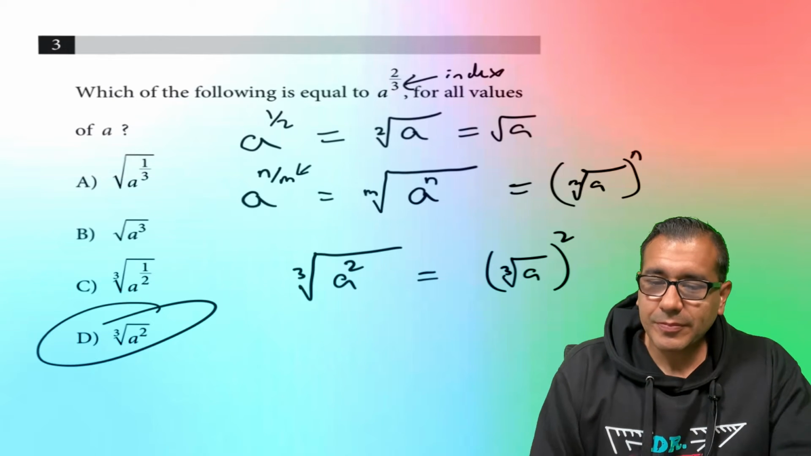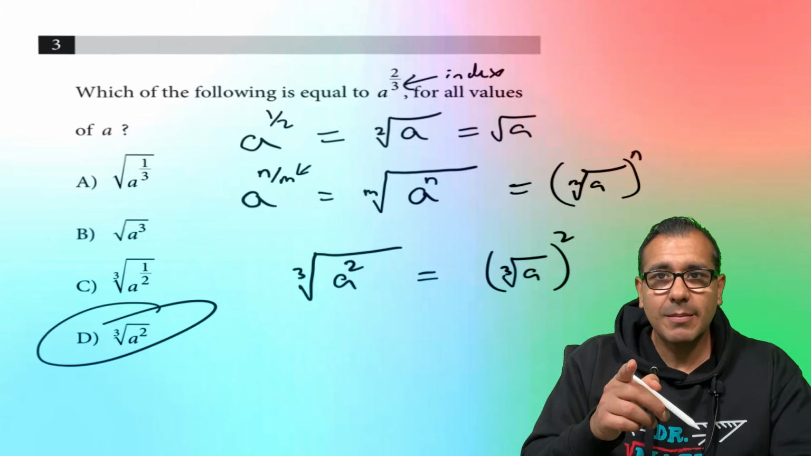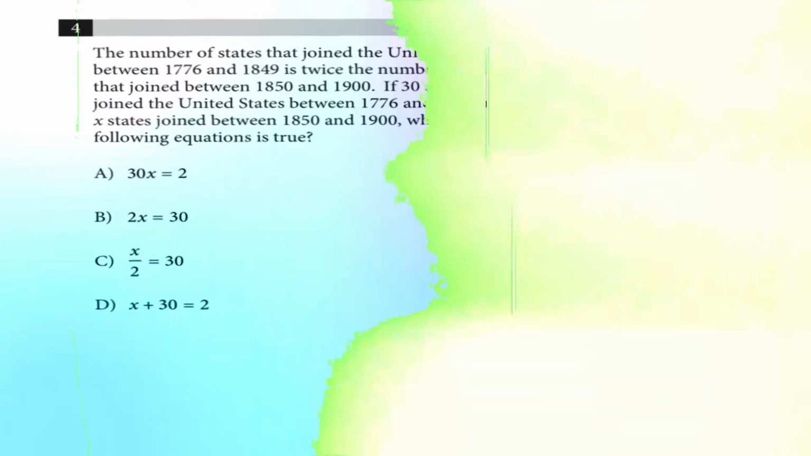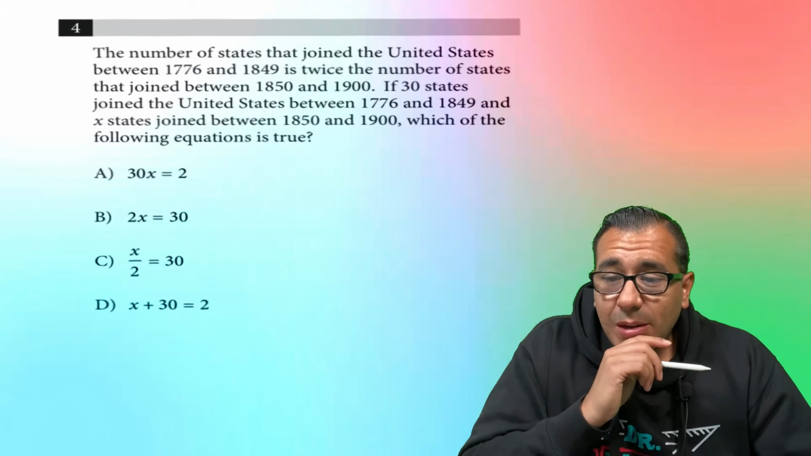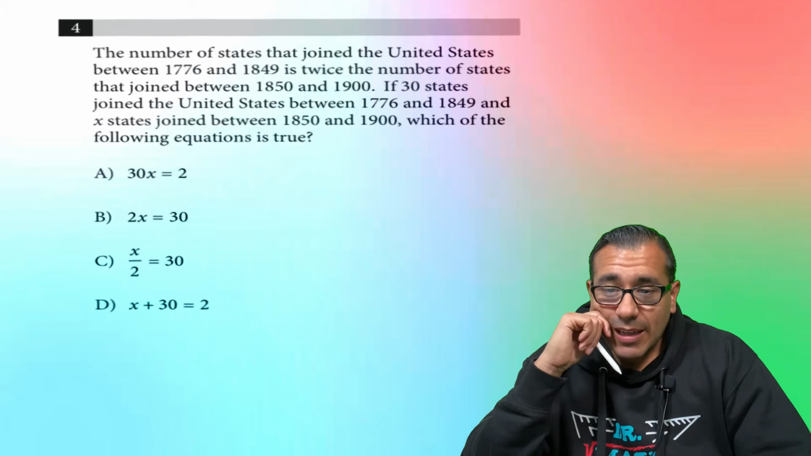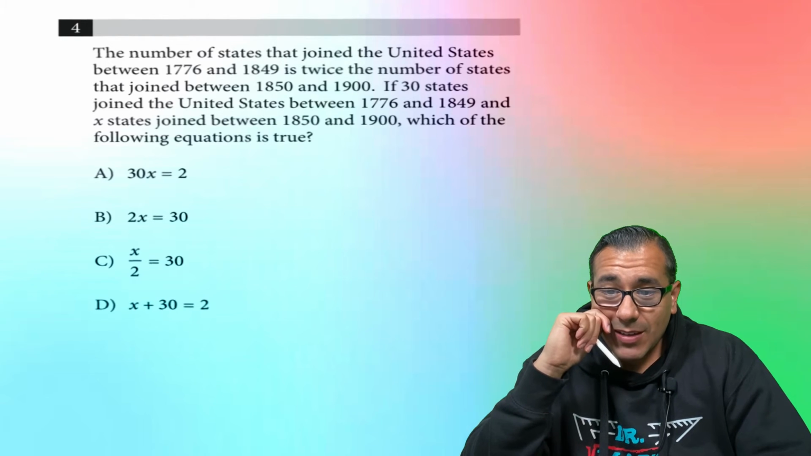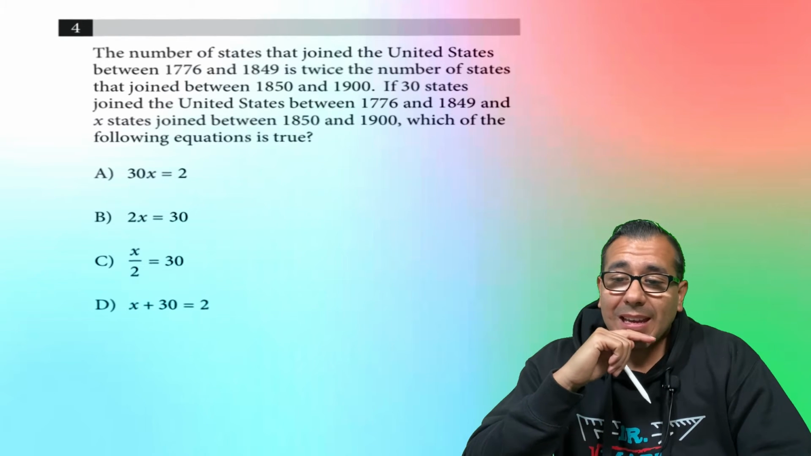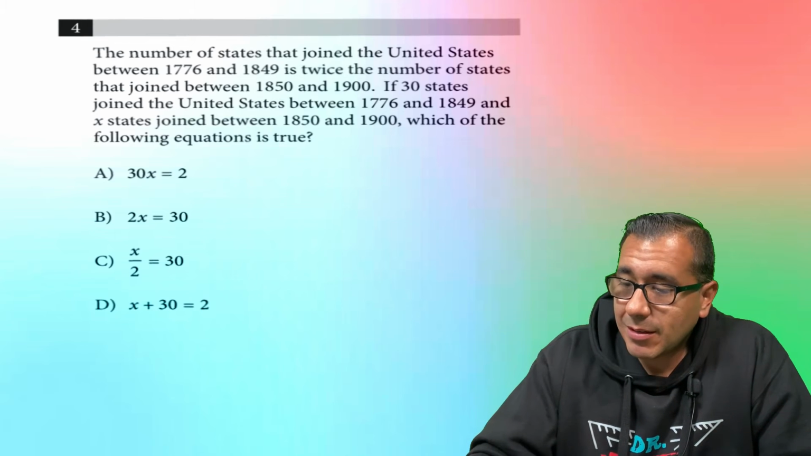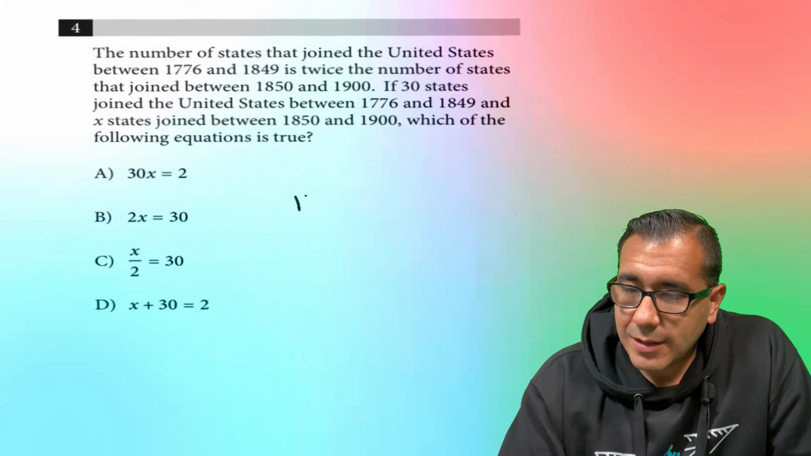Boom. All right, mathletes, making sense? Good, follow me. Question 4. The number of states that joined the United States between 1776 and 1849. Let me write that down, because there's so many things going on here, and I hate keeping track of everything in my head.